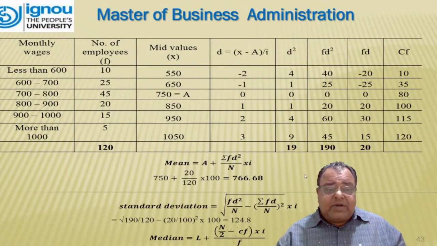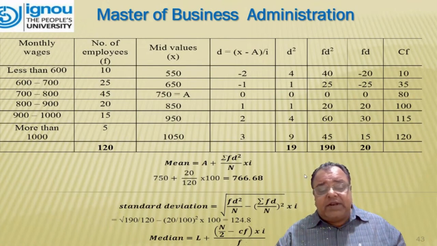First of all, we have to start with the mid values. Mid value will start with 150. Since the difference is 100, we will be adding 100 to all these values. We get 650, 750, 850, 950, and 1050. We have to calculate T. T is X minus A by I.